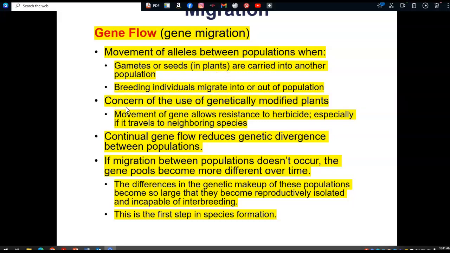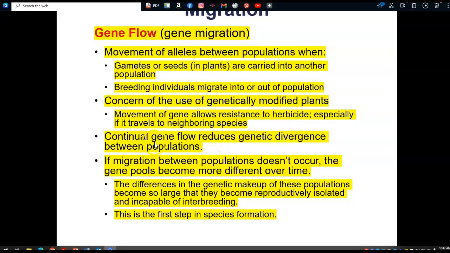There is a concern with the use of genetically modified plants, particularly crops, that the movement of the gene allows resistance to herbicides, especially if it travels to neighboring species. So it allows weeds, for example, to become resistant to herbicides if they cross with the plants that have been genetically modified to be resistant to herbicide, so that you can spray a field and not kill the crops, but kill all the weeds. But there is a concern that the gene will somehow cross with the weeds that are there, and that they could become resistant.